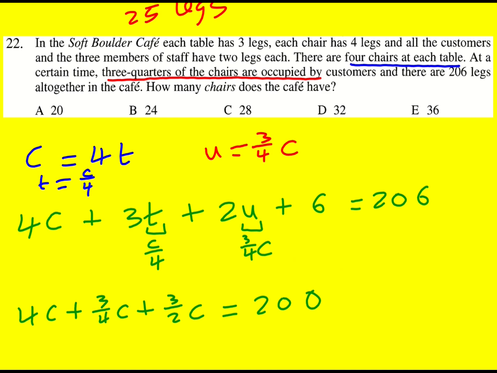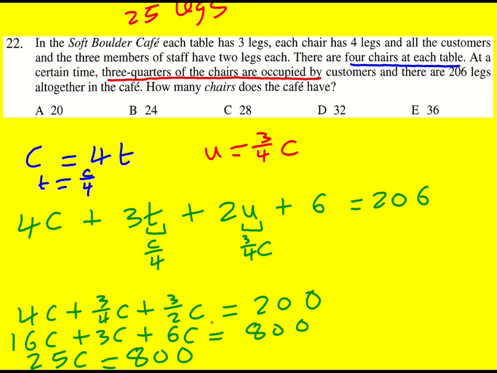I went ahead and multiplied through by 4 just to get rid of the fractions. It just felt like it would make things easier. So 16C plus 3C plus 6C is 800. And then I get 25C. Oh, sorry, it's not the same as my previous answer because I'm dealing with the number of chairs rather than tables, but it's a similar kind of equation. 25 goes into 100 4 times, so it's going to go into 800 8 times, which again gives us our answer of 32.